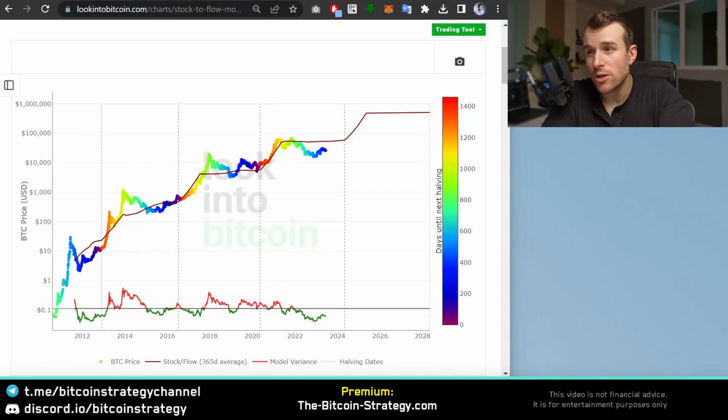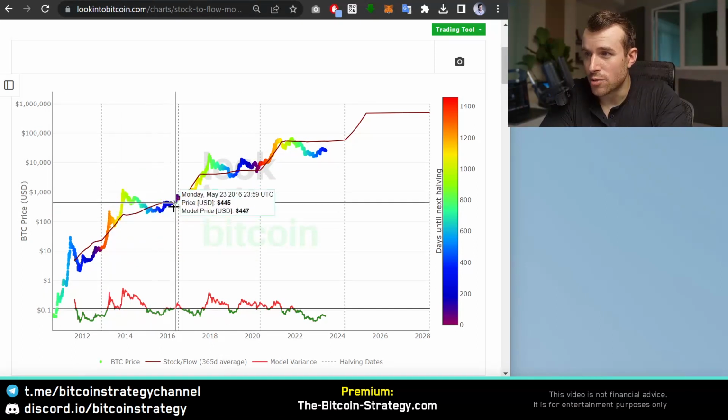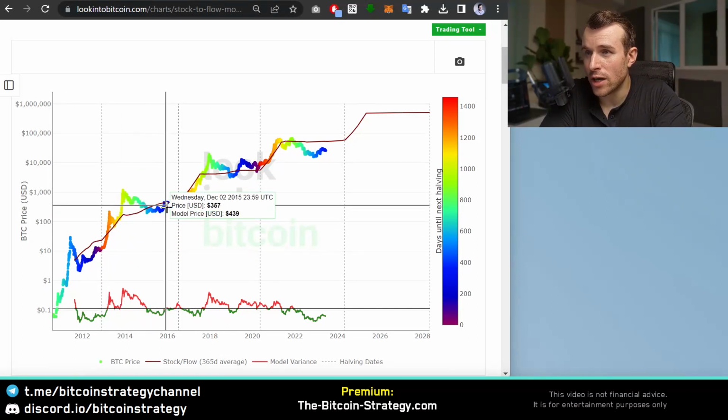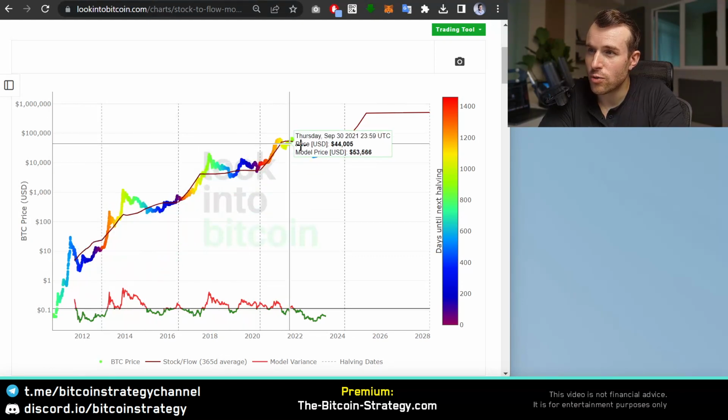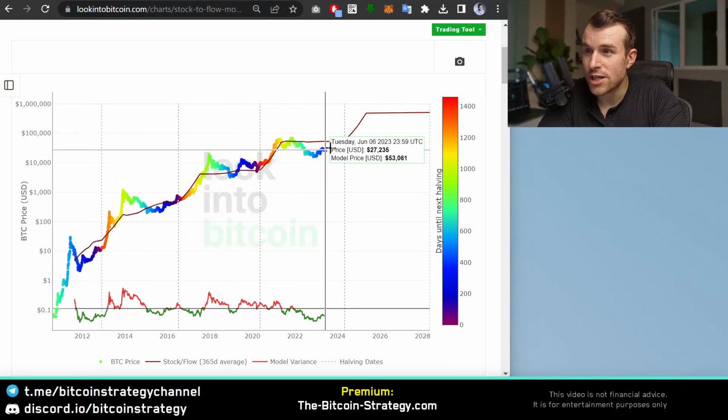Does this make sense? How well did this model work in the past? Let's have a look at Bitcoin's price together with the model price. Okay, so this rainbow colored price here, this is the Bitcoin price, right? It turns blue whenever there's a halving and red when the halving has just been done. And we can see, again on a logarithmic scale, that there is some kind of an approximation to the line. We can also see with each of those halvings, the price roughly 10x's.